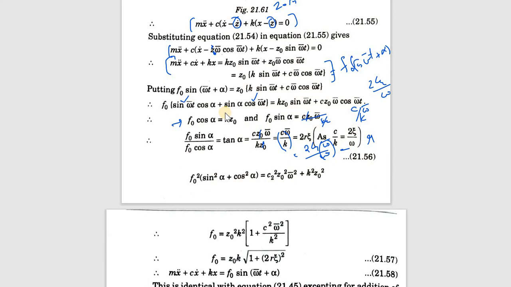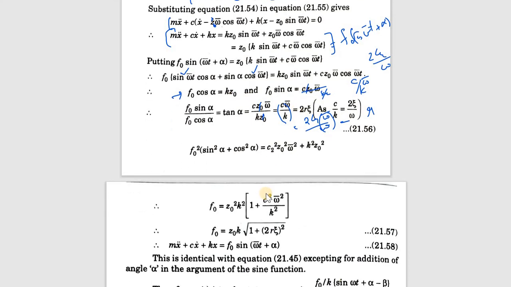So here you can see, I am having f0. I am squaring these terms and adding, that is f0 cos square plus sine square omega t plus alpha, that is equal to c square. These two equations I am adding. So by substitution, sine square alpha plus cos square alpha will be equal to 1. Therefore, I will be getting f0 is equal to z0 into k root of 1 minus 1 plus 2 r theta square.